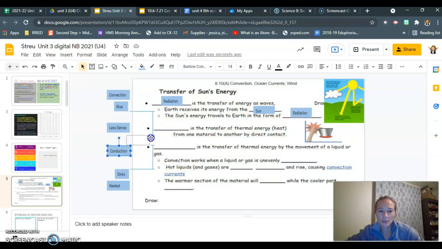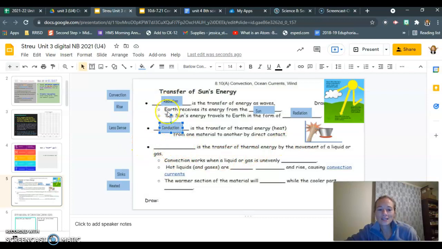Conduction is the next type of heat transfer. Okay, so on this slide we have 3 types of heat transfer. Conduction is the transfer of thermal energy from one material to another by direct contact. So you have to touch it. This is why you could not touch the hot plate yesterday. You touch it, you burn.